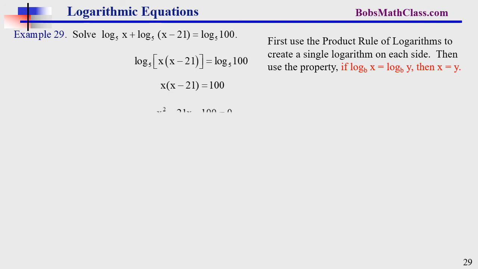Distribute on the left. Bring the 100 over from the right to the left, changes to a negative. Now we have to factor that. Let's see, 100, 4 and 25? Yes, x minus 25 times x plus 4. So we got two answers. We got positive 25 and negative 4.